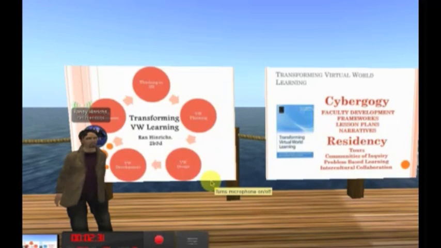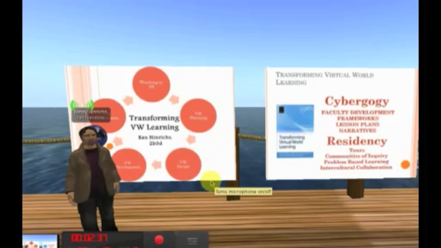So understanding learning from within the virtual environment, rather than, again, trying to apply instructional design concepts in a traditional fashion. We're talking about an enhanced fashion where you're thinking about what the virtual world does.